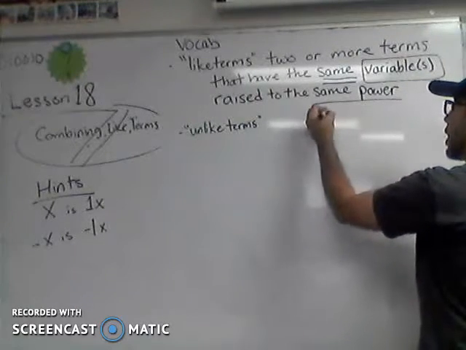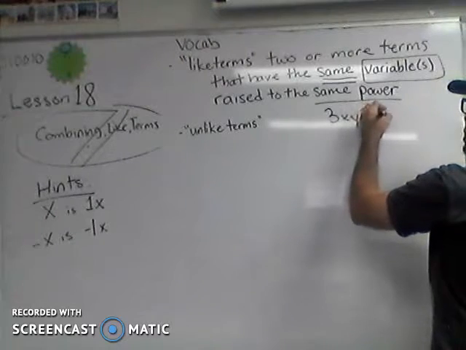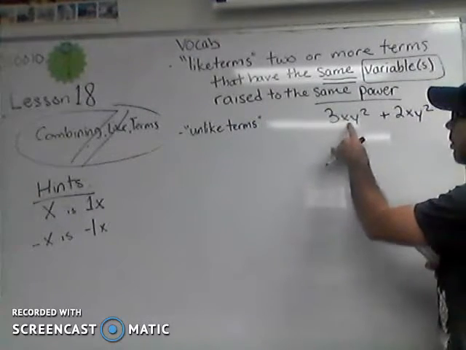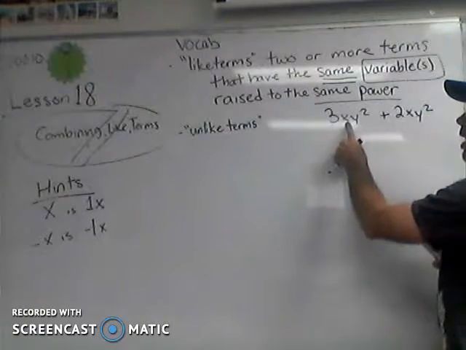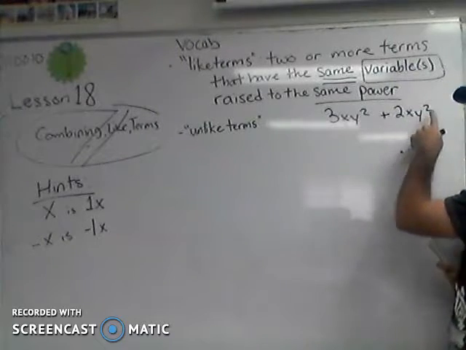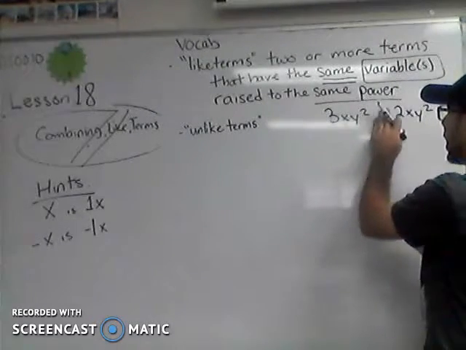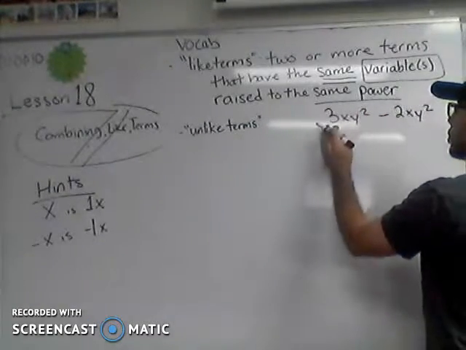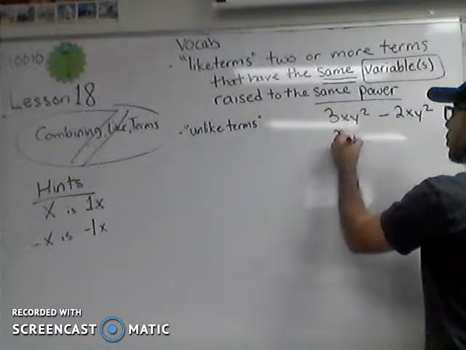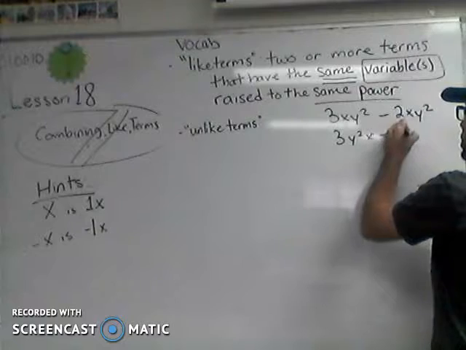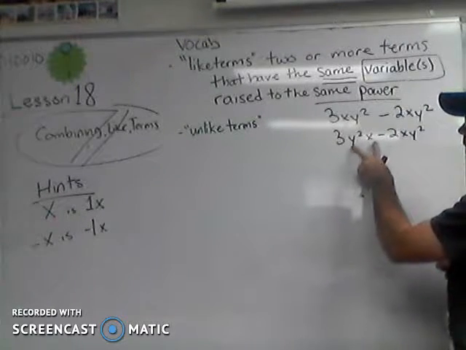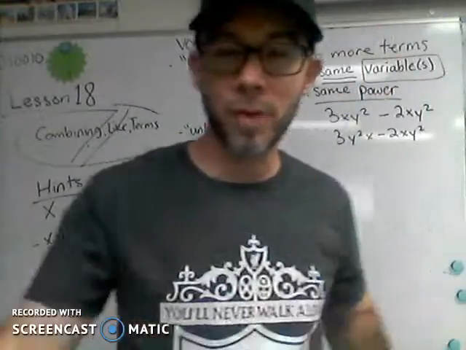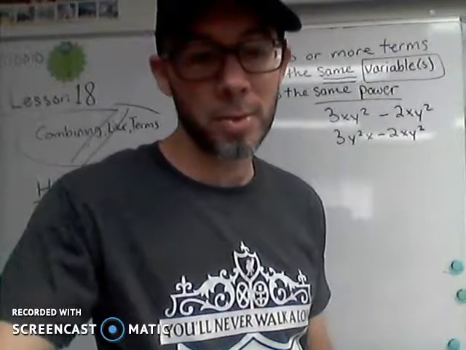Give me another example. We could have 3xy squared plus 2xy squared. Like terms: same variables x and y, all raised to the same power. X to the 1, y squared, x to the 1, y squared. You could even have subtraction in there. They're still like terms. Or you could have them in a different order: 3y squared x minus 2x y squared. You still have the same variables to the same powers. Therefore, you have like terms. Very important to be able to distinguish whether they're like terms.